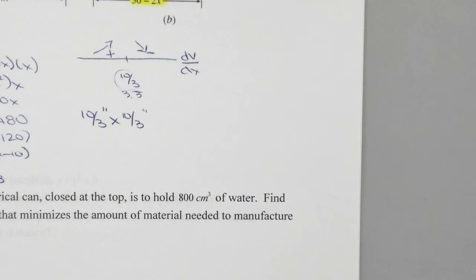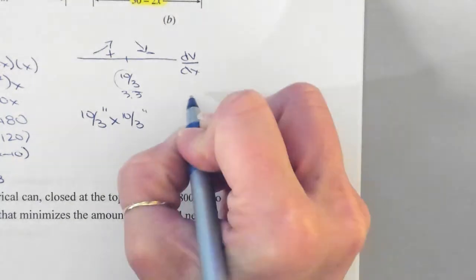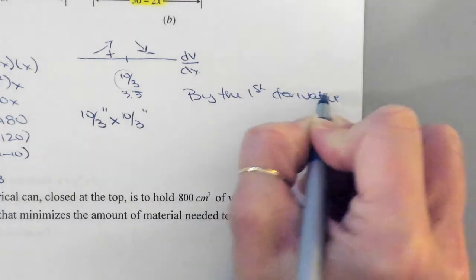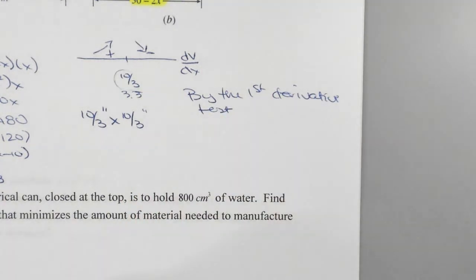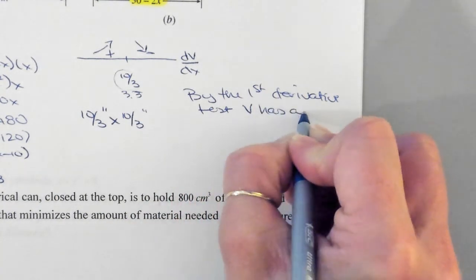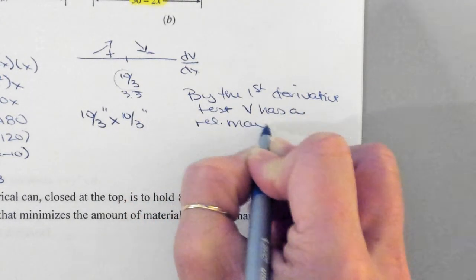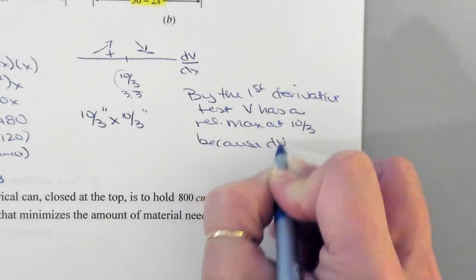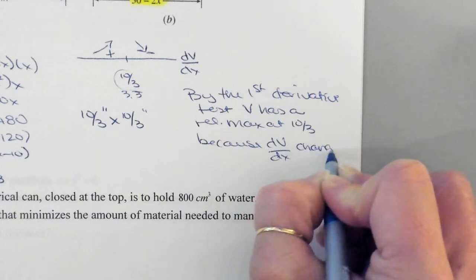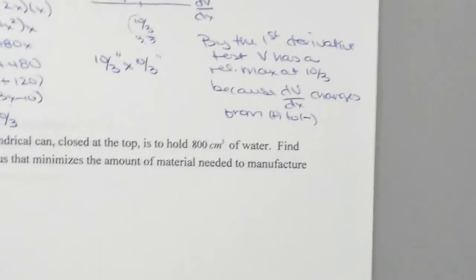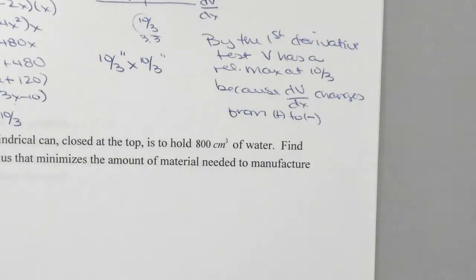How did we find that? What's my justification? That's right. By the first derivative test. Our volume has a relative max at 10/3 because dV/dx changes from positive to negative. Is that true? Questions?